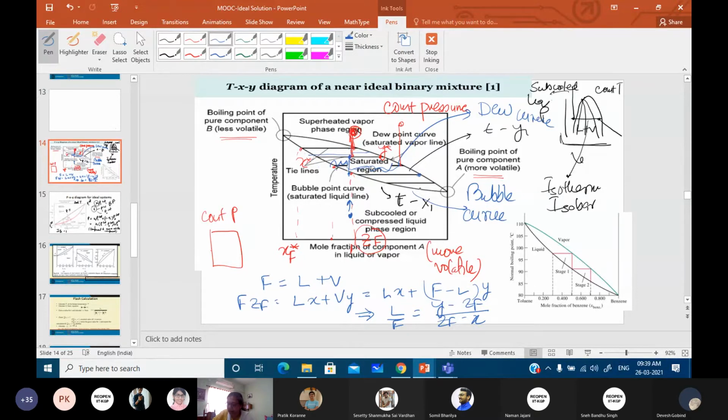So now is this curve clear to you? This particular curve is similar to the PT, TV and PV curves that you have drawn. Since it is a binary mixture, on a two-dimensional plot we can just plot with two things. So here we have shown T versus x and T versus y at a constant pressure. In this particular case, we find that both the curves meet at the boiling points of the less volatile component and the more volatile component.